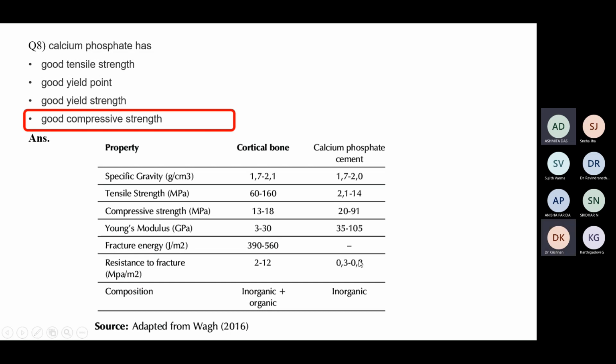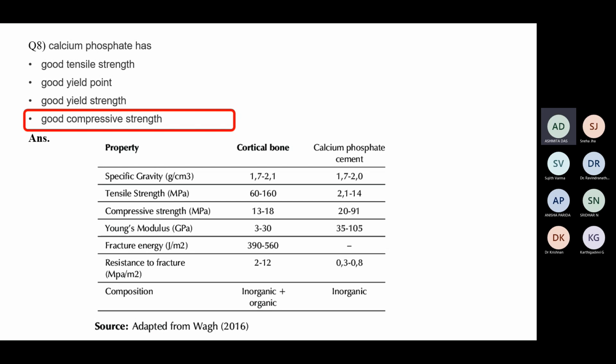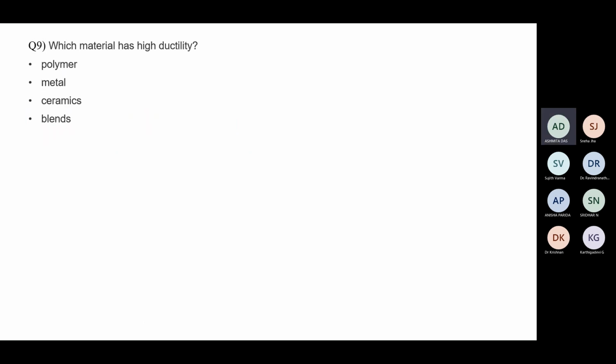It is used as a tooth enamel. Sorry, tooth enamel means biomaterials used as a tooth enamel. So compressive strength is more required for that. If we compare, there is a comparison which shows that this material has more compressive strength and low tensile strength compared to the cortical bone. So the correct answer is compressive strength. Which material has high ductility?